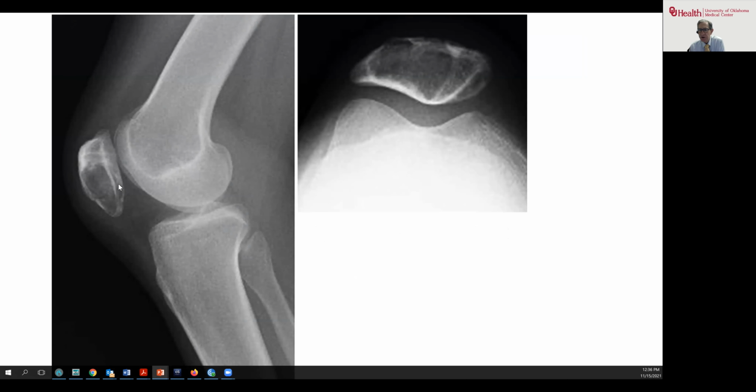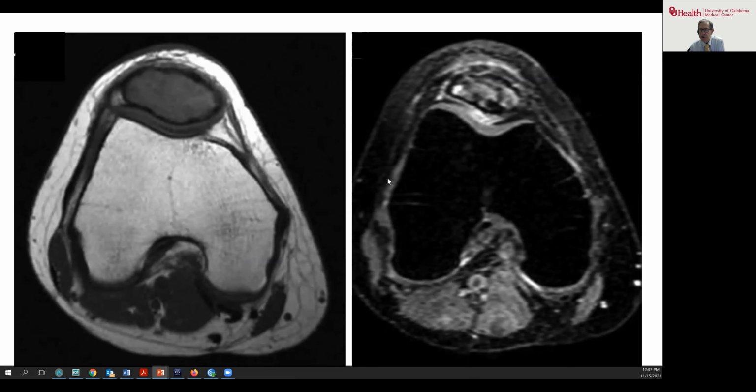However, as we look at the patella here, we can see that there is a degree of lucency, lytic changes, if you will, somewhat of a defined border around the edges with a little bit of peripheral ossification.